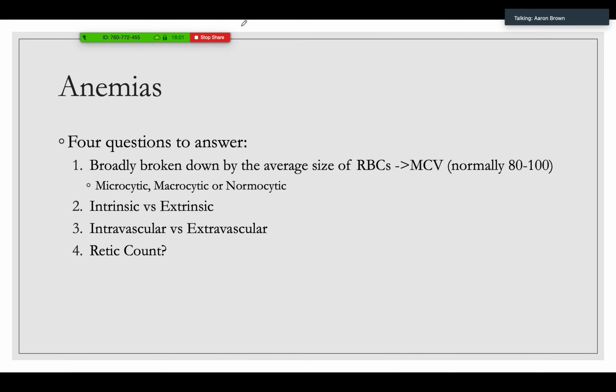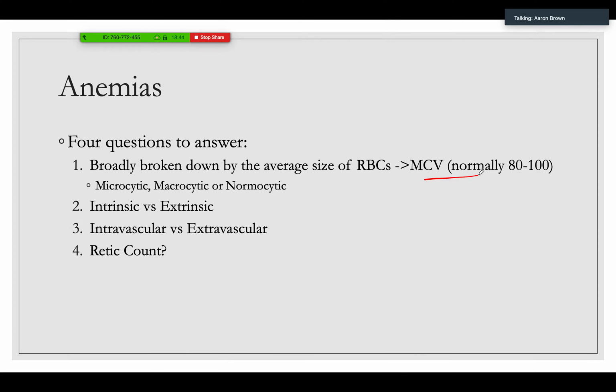So whenever we get a question on an anemia, we have 4 questions to answer. Once we've gotten a question on anemia, we have to say, okay, how do we approach this? First, we're going to break it down by the average size of the red blood cell. What we said before is that the average size of the red blood cell is given by your MCV. MCV is the mean corpuscular volume, essentially just meaning the size of your red blood cell. A normal MCV is typically anywhere from 80 to 100. Anything above that is macrocytic. Anything below that is microcytic. And that's going to be our first way of differentiating between the anemias.